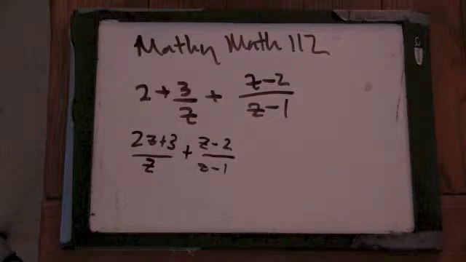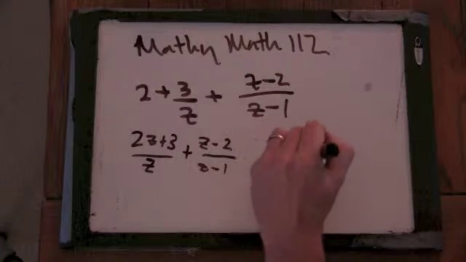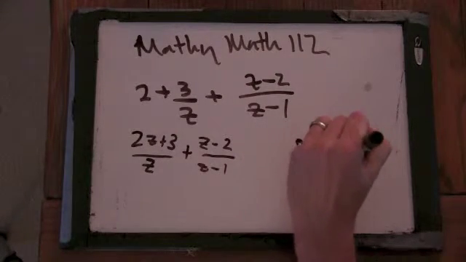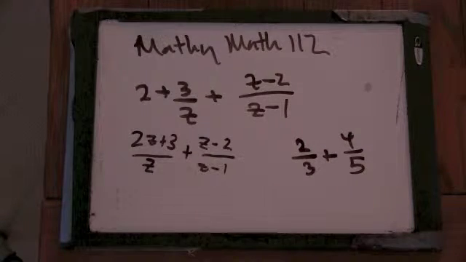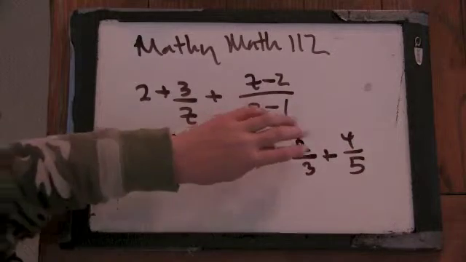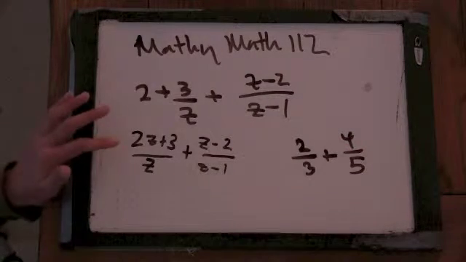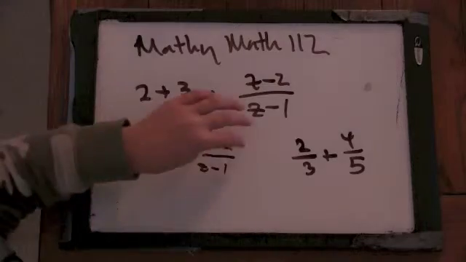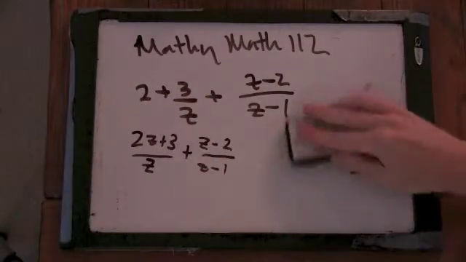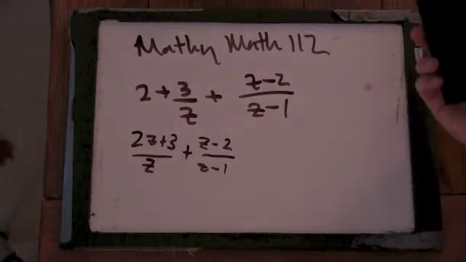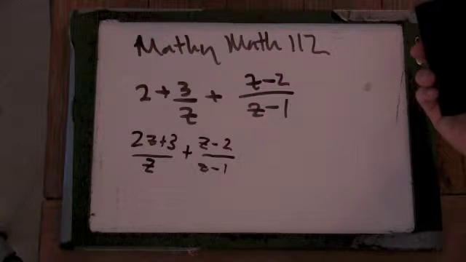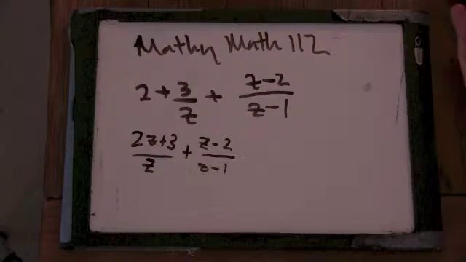So if you had a fraction like 2/3 plus 4/5, what would you do? Well, I'd multiply this by 3 over 3 and this by 5 over 5. And so, what do you want to do here? We should multiply this by z minus 1 over z minus 1 and this times z over z. It's going to be a little bit messy, but that's all right.